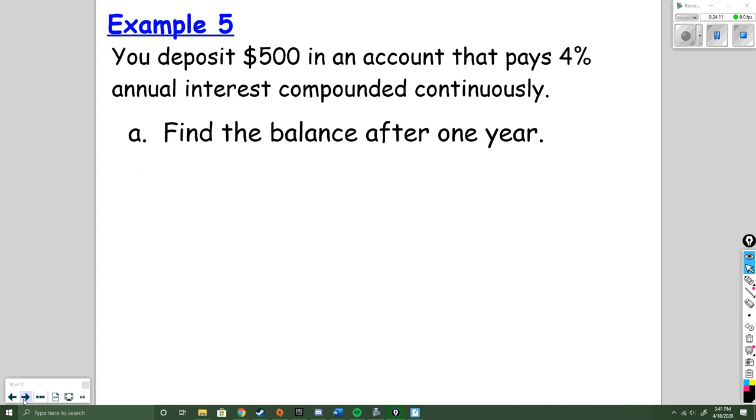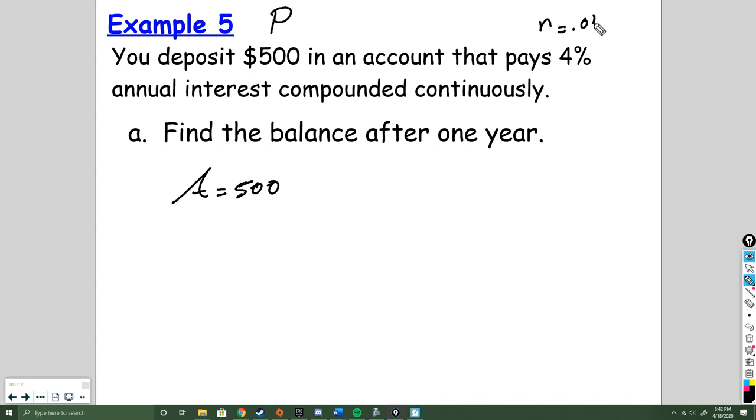You deposit $500 in an account that pays 4% annual interest compounded continuously. Find the balance after 1 year. Well, we can just write down the equation: A equals P times e to the RT power. So P is 500, the principal. R would be 0.04. So we have 500 times e to the RT power. And t in this case is just 1 year.